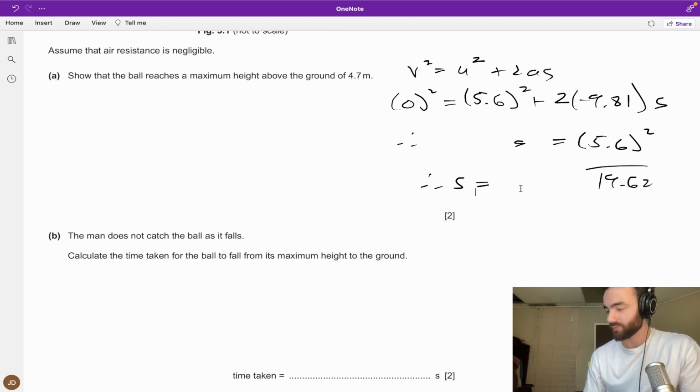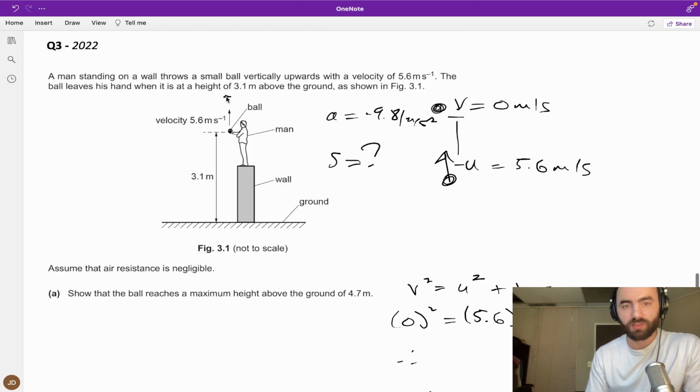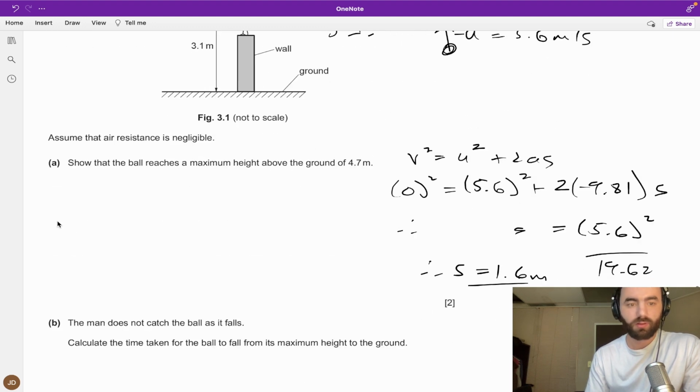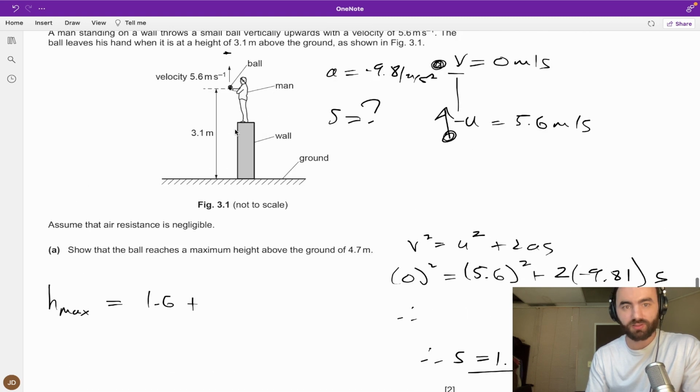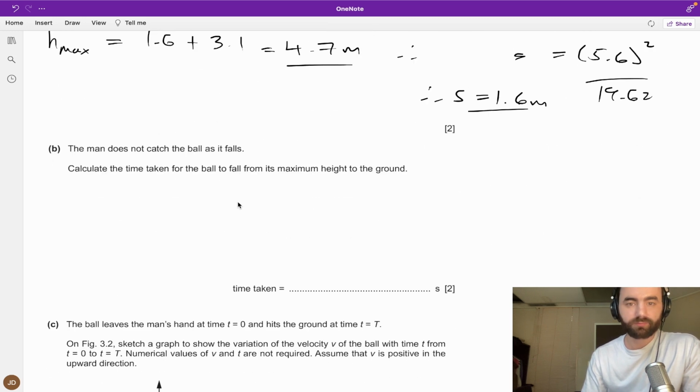So this is 1.598, rounded will be 1.6. That's not the whole height, because we're only calculating from here to here. We also have this point. So h max will equal 1.6 plus where he throws it from the ground, 3.1, which is 4.7 meters. Okay, there you go.